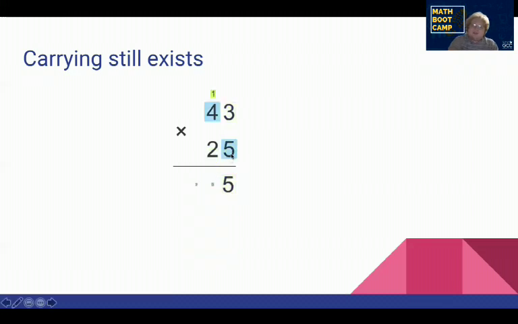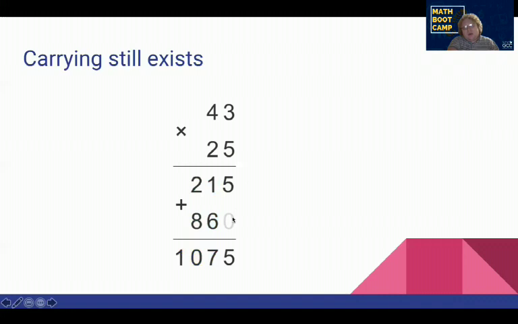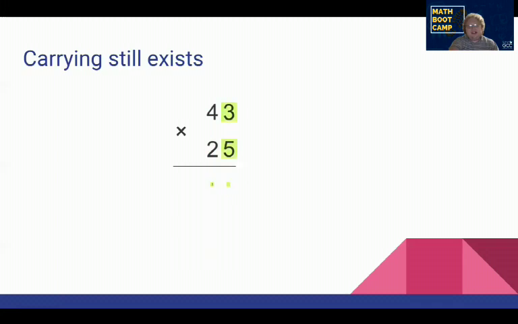For example, in this problem, we just got 215 when we multiply by 5, but now when we multiply by 2, on a new line, we're going to have to put a 0 down for safety. After you do every single row, you add up your results, and that will get you to your final answer, in this case of 1075.